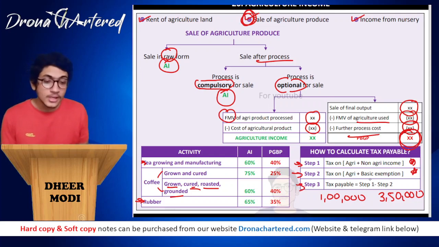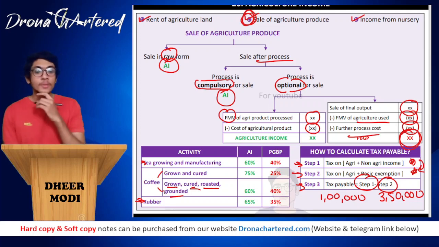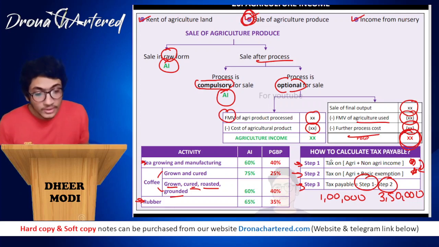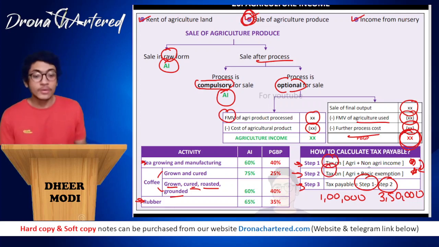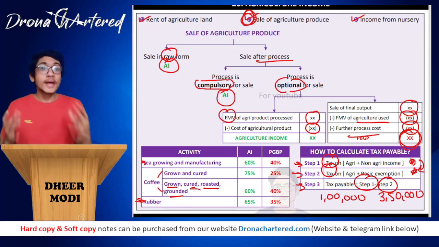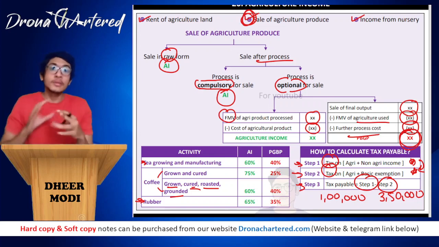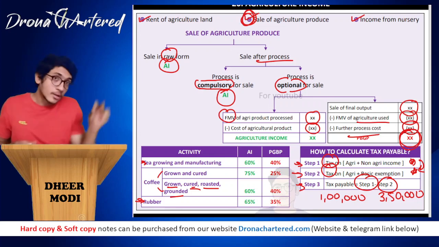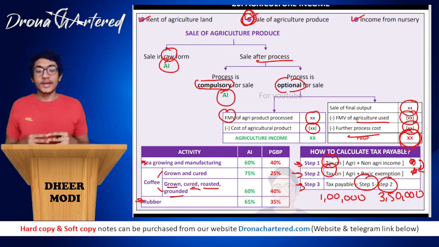Now step 3 is step 1 minus step 2. That means you have to take the difference of this. That is how much the tax payable is. Because if you see, this is already tax only we are calculating. So first you have to calculate tax on your total income. Then you have to calculate tax on your agriculture plus your basic exemption limit, how much tax you would have paid. Subtract both of these, that will become your tax payable.